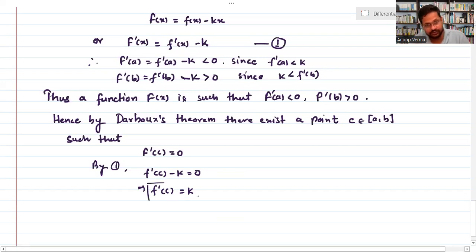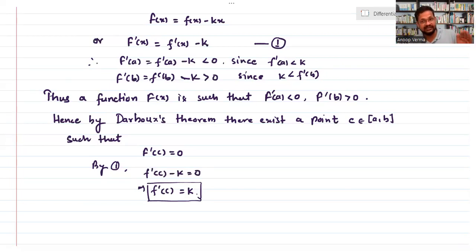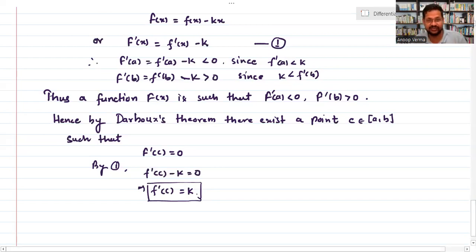So whatever value you choose, the derivative is equal to that value. This means the derivative f dash x will attain each value between f dash a and f dash b if f dash a and f dash b have opposite sign. If they have opposite sign, then f dash c will be equal to k. Okay, so this proves the theorem or corollary that depends on the previous theorem.